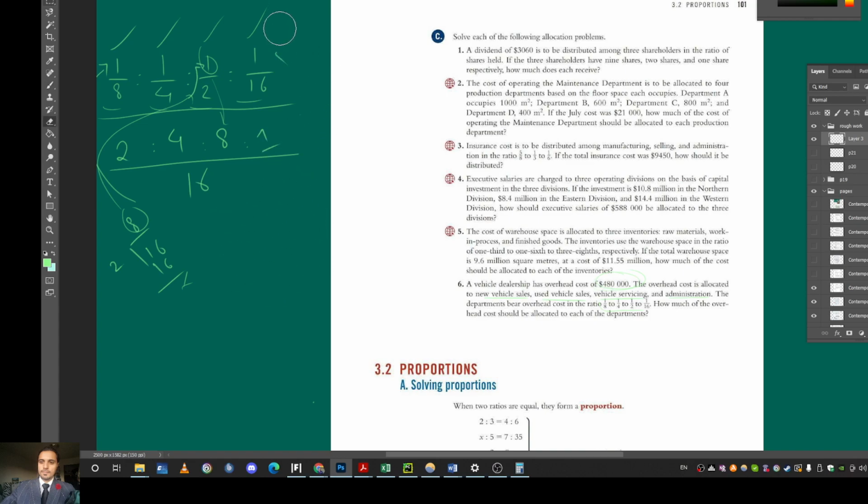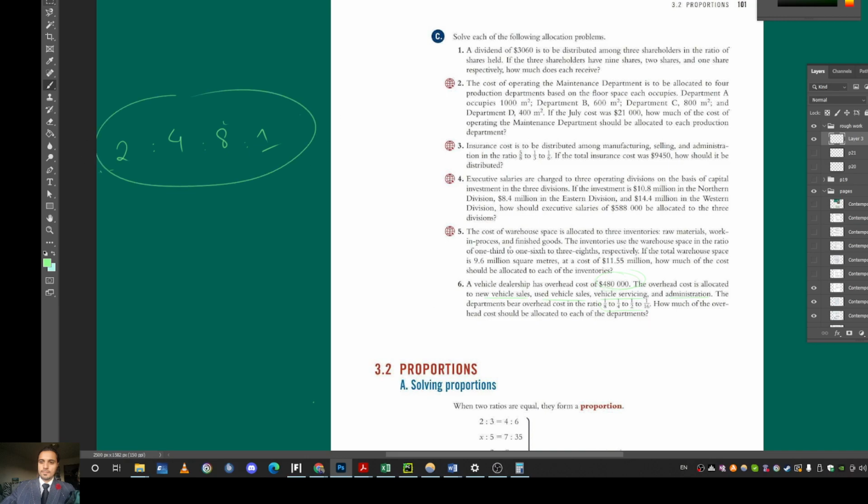So then what we're left with is, we can just get rid of all this. We have a common denominator. So this is the ratio that we are left with: 2 ratio 4 ratio 8 ratio 1. And this is the ratio in which we have to split this number, 480,000. When we add all these, what do we get? 2 plus 4, 6. 6 plus 8, 14. 14 plus 1, 15.